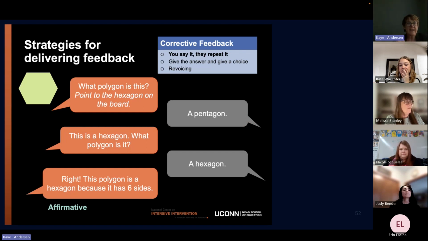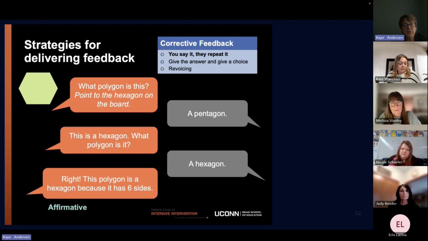So you say it and they repeat it. So if I say, what polygon is this? Point to the hexagon on the board. The kid says a hexagon. This is a hexagon. What polygon is it? A hexagon. Now I can end with an affirmative feedback.